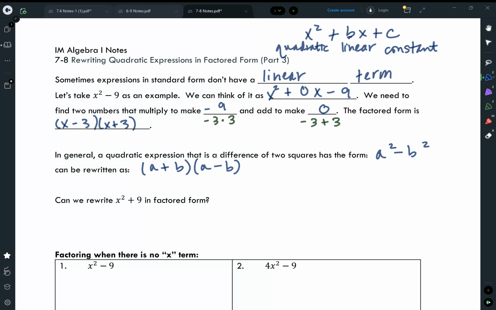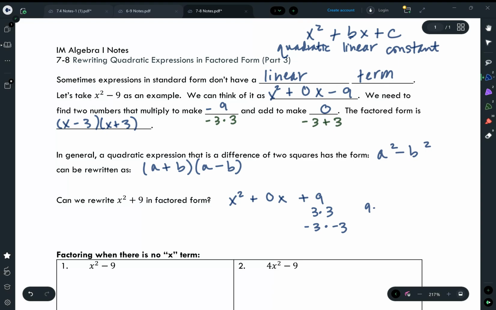Can we rewrite x squared plus 9 in factored form? Let's think about how this is an x squared plus 0x plus 9. Things I could multiply to make a positive 9 are 3 times 3, negative 3 times negative 3, 9 times 1, and negative 9 times negative 1. Which of these add to make 0?